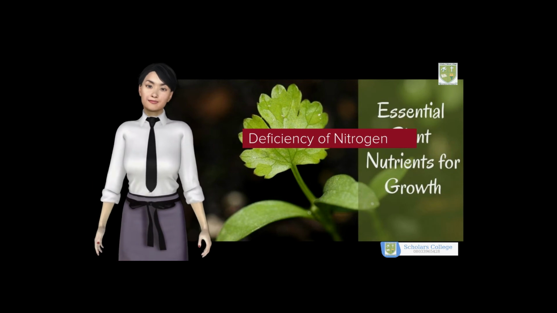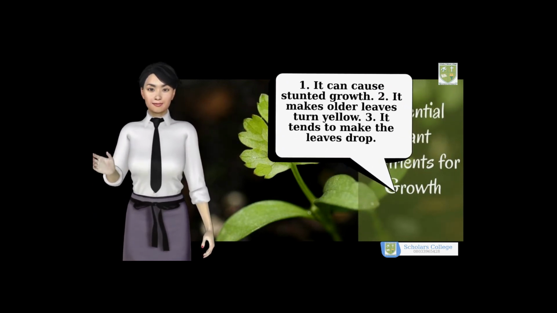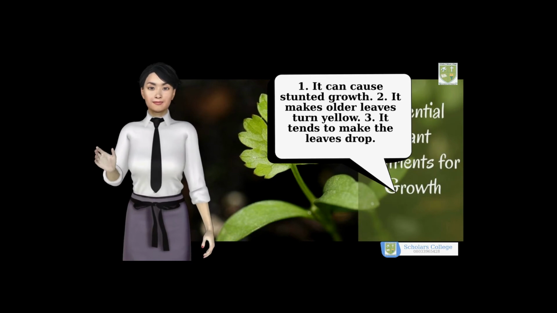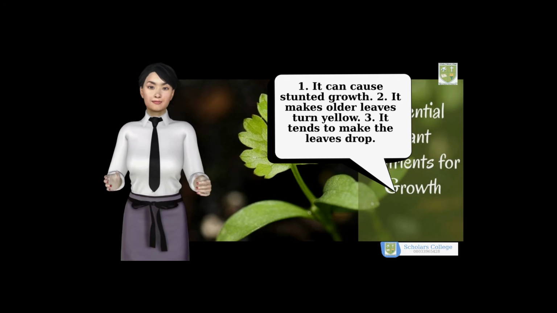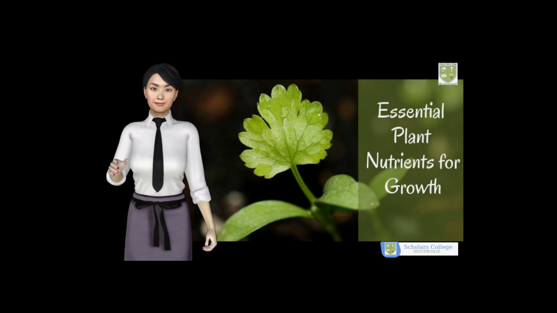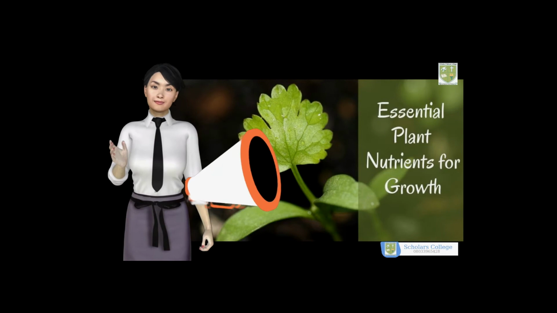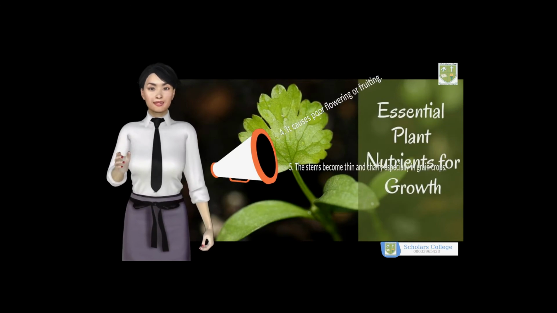Deficiency of nitrogen. 1. The deficiency of nitrogen can cause stunted growth. 2. It makes older leaves turn yellow. 3. The deficiency of nitrogen tends to make the leaves drop. 4. It causes poor flowering and fruiting. 5. The stems become thin and chaffy, especially in grain crops.